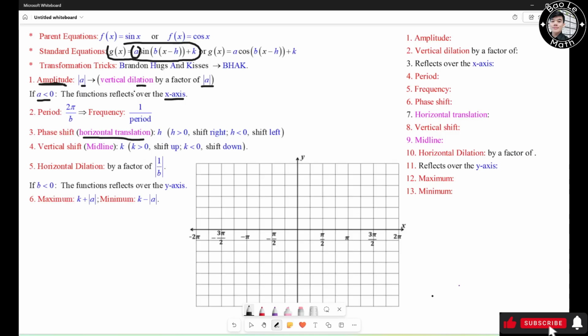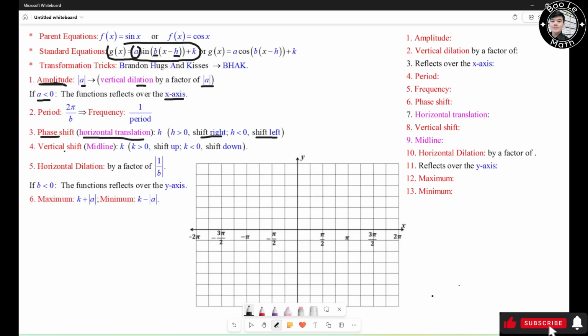The next one, we're going to talk about the period. The period equals 2 pi divided by b right here. Alright, frequency is going to be the reciprocal of the period. Now, next one, we're going to talk about the phase shift. Phase shift is exactly horizontal translation. Alright, so phase shift is h right here. If h is greater than 0, it's going to shift to the right. If h is less than 0, it shifts to the left.